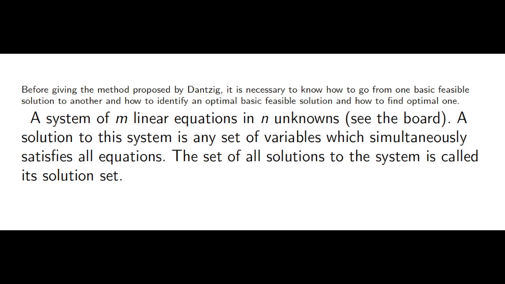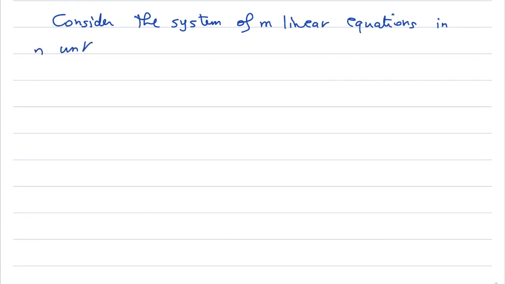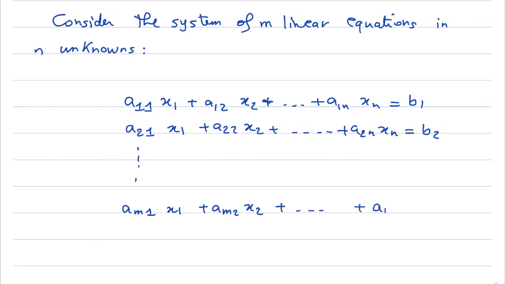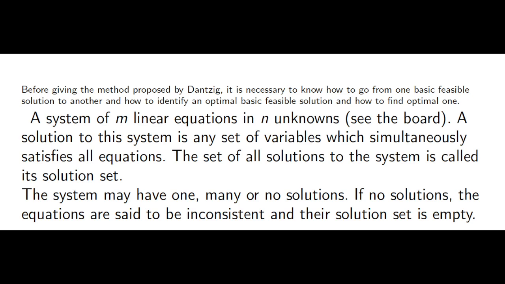So consider a system of m linear equations in n unknown variables, I will show you this in a while. A solution to this system is any set of variables which simultaneously satisfies all equations. The set of all solutions to the system is called its solution set. The system may have one, many, or no solutions. If no solutions, the equations are said to be inconsistent and their solution set is empty.